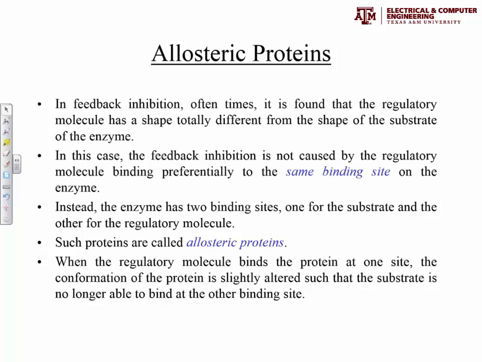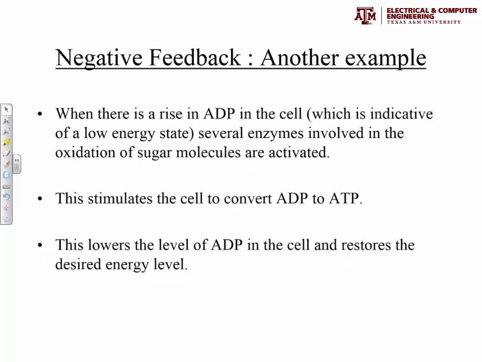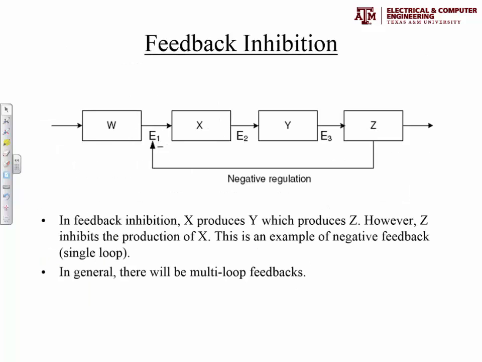So next I want to talk about a special class of proteins that are called allosteric proteins. Now in feedback inhibition, when you're producing some product and then that is slowing down the reaction, oftentimes it is found that the regulatory molecule has got a shape that is totally different from the shape of the substrate of the enzyme. If you look at this picture here, you might think this enzyme E1 is acting on W. Now this guy Z is negatively regulating this reaction. How? Because Z is probably preferentially binding to E1, in the location on E1 where W was binding. This guy got in and now W cannot bind, so the reaction is not going forward.